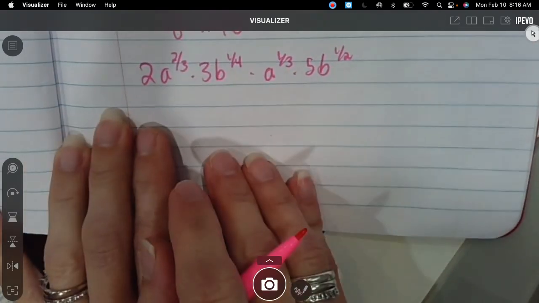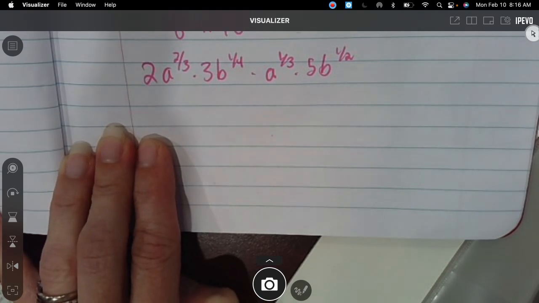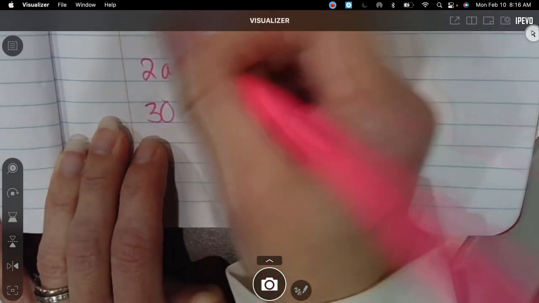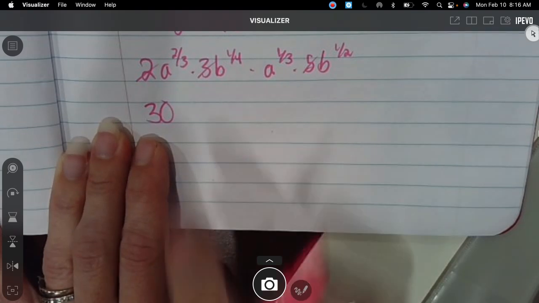All right, what are my numbers out front? We call them coefficients. What are they? 2 times what else? And 5. 2 times 3 times 5. So what is 2 times 3 times 5? 30. All right, so I'm done with those 3 numbers. Got that. Now let's combine our a's.